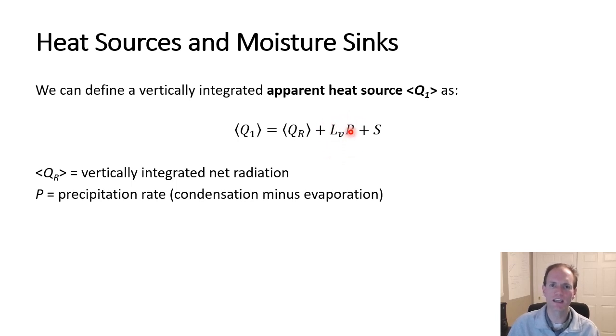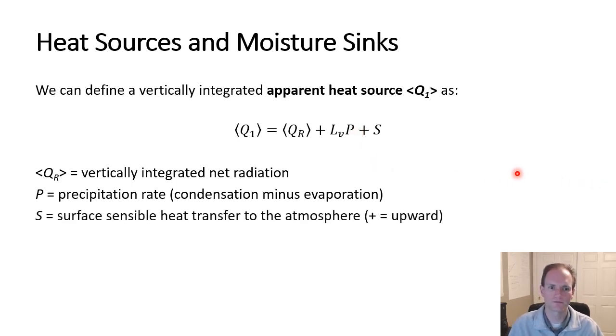Note that this P can actually be negative. Just because we're defining it as precipitation, it may seem like an oxymoron to have negative precipitation. But if evaporation exceeds condensation, this P would actually be negative, and thus the depiction of it as precipitation is perhaps stretching the physical truth ever so slightly.